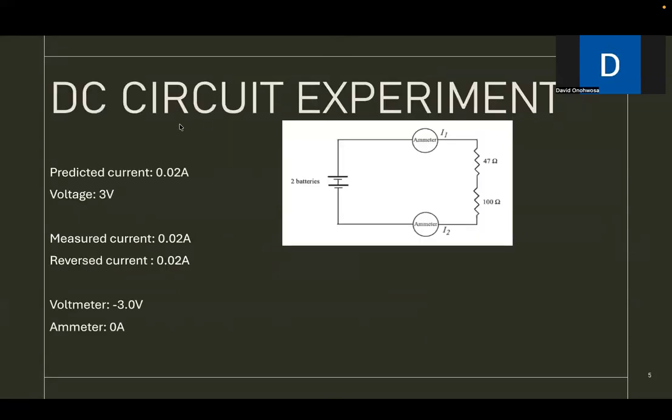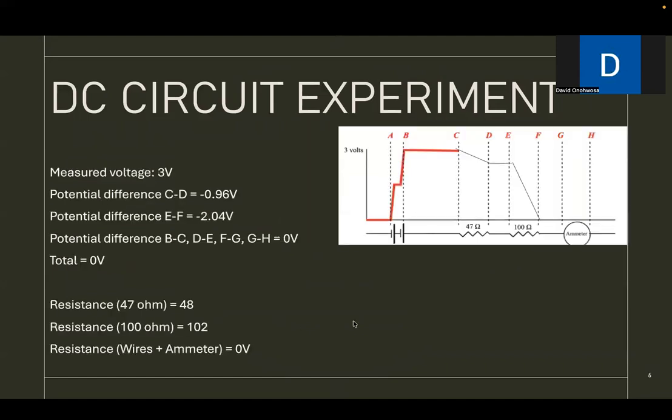And then for the DC circuit experiment, the predicted current was 0.02 amps and the voltage was 3. Our measured current came out to be 0.02. And when we reversed the ammeter, it was still 0.02. Attaching the voltmeter read -3, and when the voltmeter was attached, the ammeter read 0.